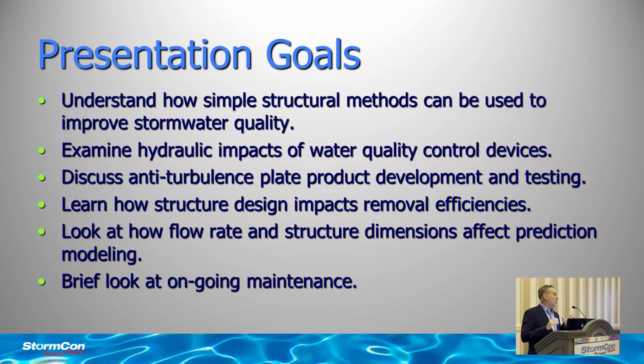Structural methods can be used to improve stormwater quality. We're going to talk about the hydraulic impacts of water quality control devices on your overall system. We're going to discuss anti-turbulence plate product development and testing, and learn how structure design affects removal efficiencies. We're going to look at how flow rate and structure dimensions affect our prediction modeling, and we're going to briefly touch on ongoing maintenance, which is always the downfall of everything with stormwater quality.